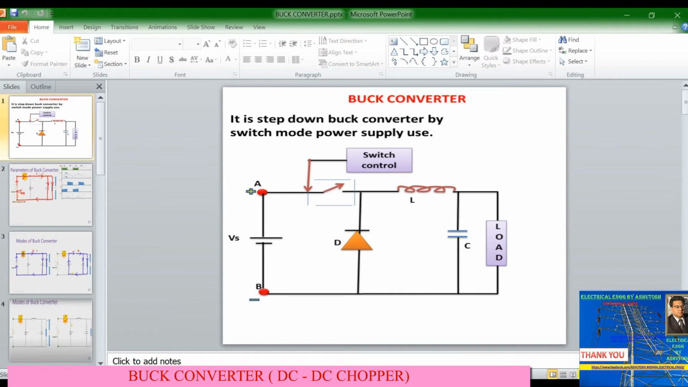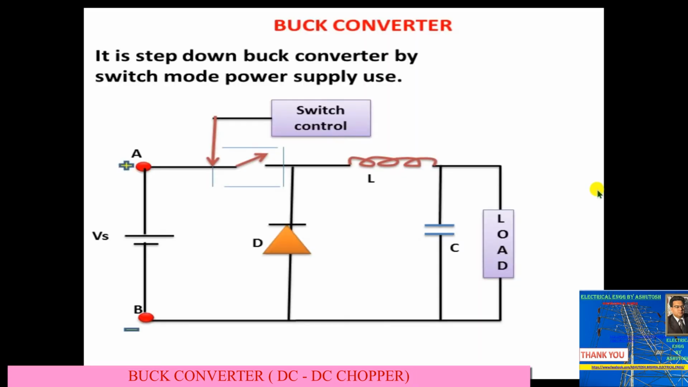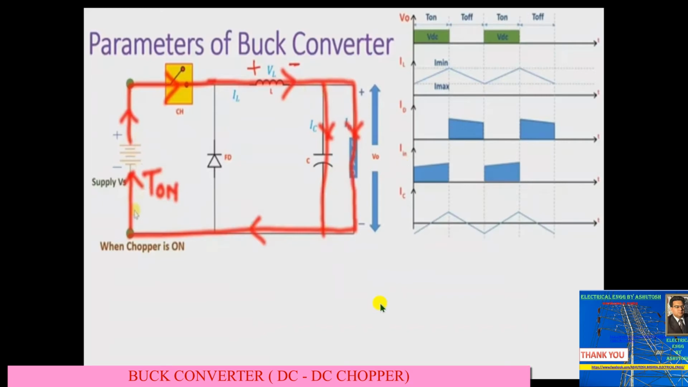So guys, this is basically the circuit diagram of the step down buck converter, and it uses a switch mode power supply. You can see here, this is the control switch, and you can select an IGBT or MOSFET as the switch. This is the diode, and these are the LC filters, the inductor and capacitor. The capacitor is connected in parallel with the load, where we have used a purely resistive load, and this is the input DC supply voltage. So basically the buck converter operates in two modes.